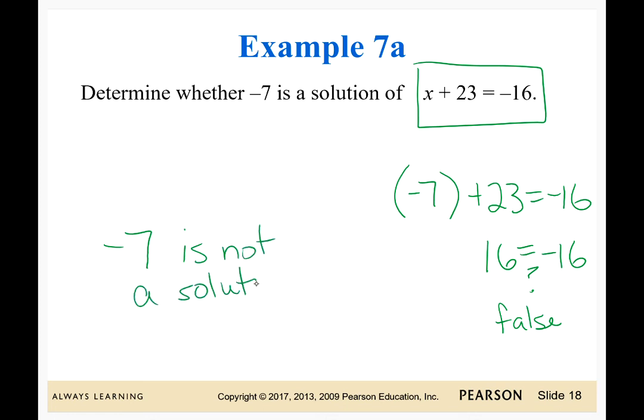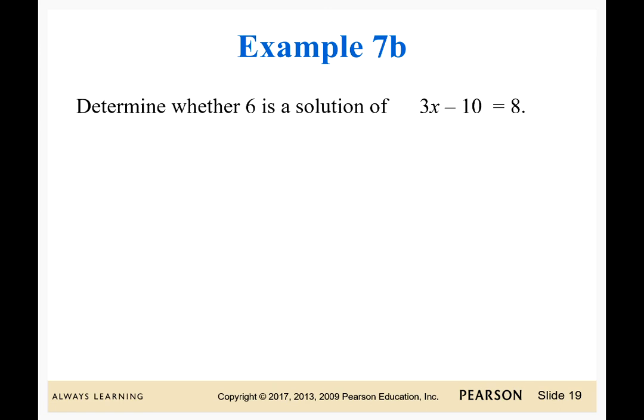If I plug it in and it works and I get a true statement, then that means it would be a solution. But in this case, we got a false statement. So the -7 could not be the solution. All right, here's another example.